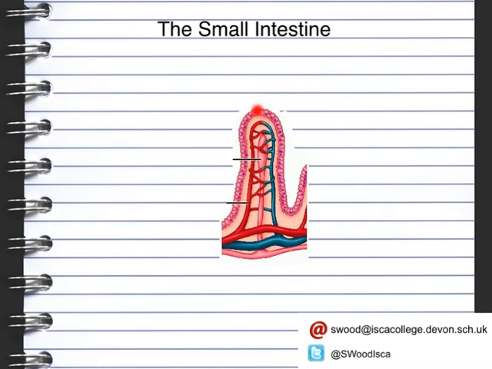So let's sum those up. We've got the microvilli, which are one cell thick. They have a good network of capillaries. They're very, very long, which gives us a really, really good surface area. Now, most of the food moves into the blood via diffusion, but some has to go through via active transport.